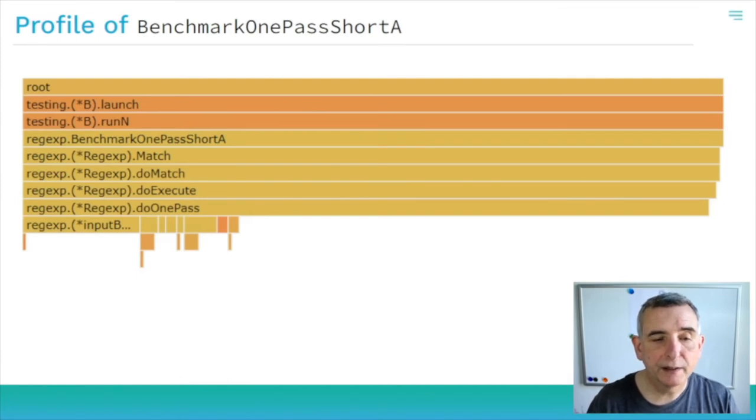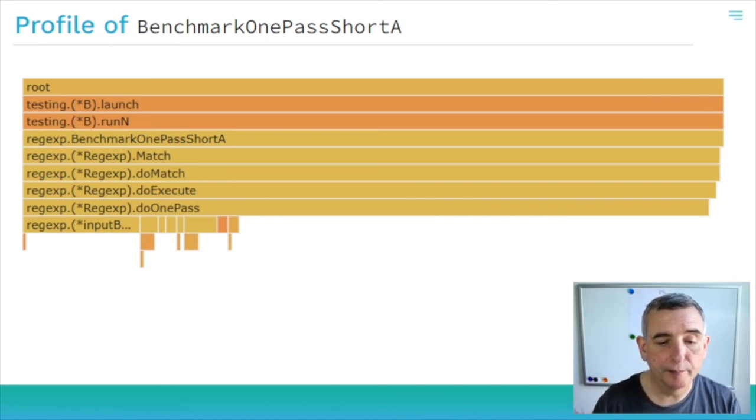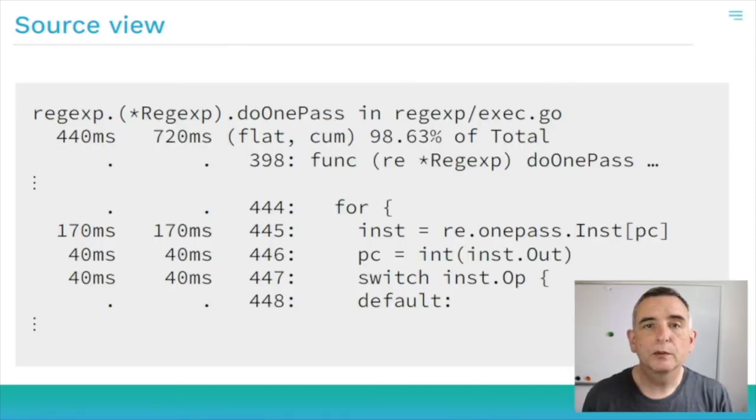Profile that. So we're in the one pass matcher. That's good. We don't get a lot of detail there; basically most of the time is just in that one function. So the next step in trying to optimize your Go program, at least the way I do it, is to take a look at the source code view. Let's walk through what we see in the source code view of a Go profile.